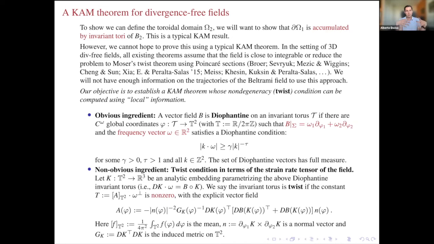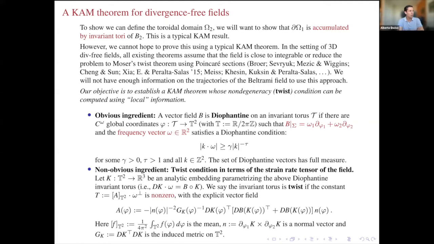The reason is that since we are interested in what happens to Beltrami fields in very complicated toroidal domains, so we are very far from the axisymmetric case, we have no idea what the trajectories of the vector field are going to look like. No idea whatsoever. We don't know how to go around this. So our first objective here is to have a kind of KAM theorem that we can apply in this setting of three-dimensional divergence-free fields that does not require us to know things about the trajectories of the vector field.